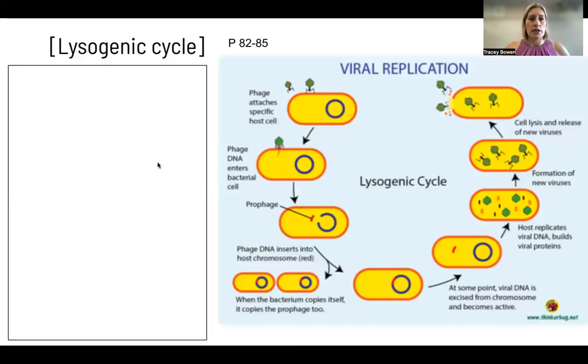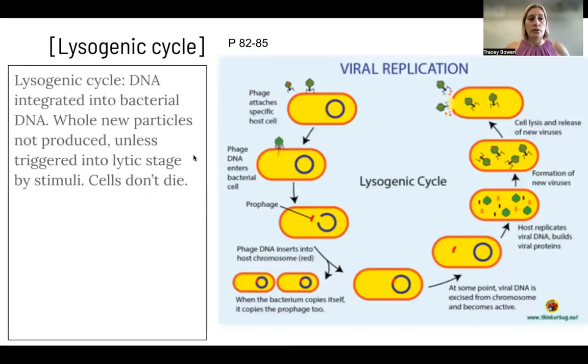So when we're looking at the viruses, we're looking at the lysogenic cycle. The lysogenic cycle has two stages. The first stage is where DNA is inserted into an organism, perhaps a bacteria, from a virus. So DNA is integrated into the bacterial DNA. Whole new particles are not produced unless triggered into the lytic stage.